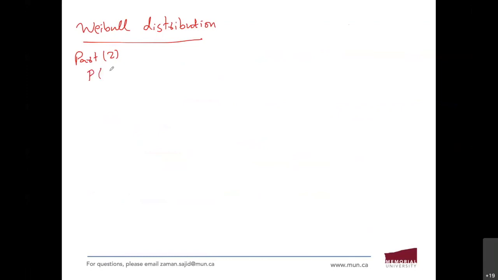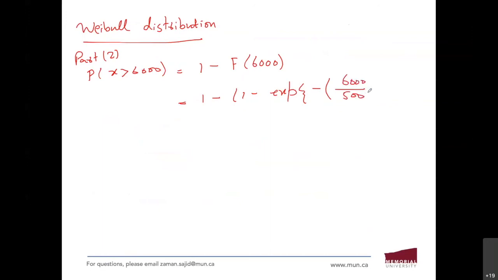Now, we were solving one example in our class, and in part 2 of that example, we had something like this: X was greater than 6000, which is 1 minus F at 6000. Now this we expanded and we found 1 minus exponential of minus 6000 over 5000 to the power 1/2. And this one was cancelled out with this one, and we had the exponential of all of this term, and you get the answer of 0.334.